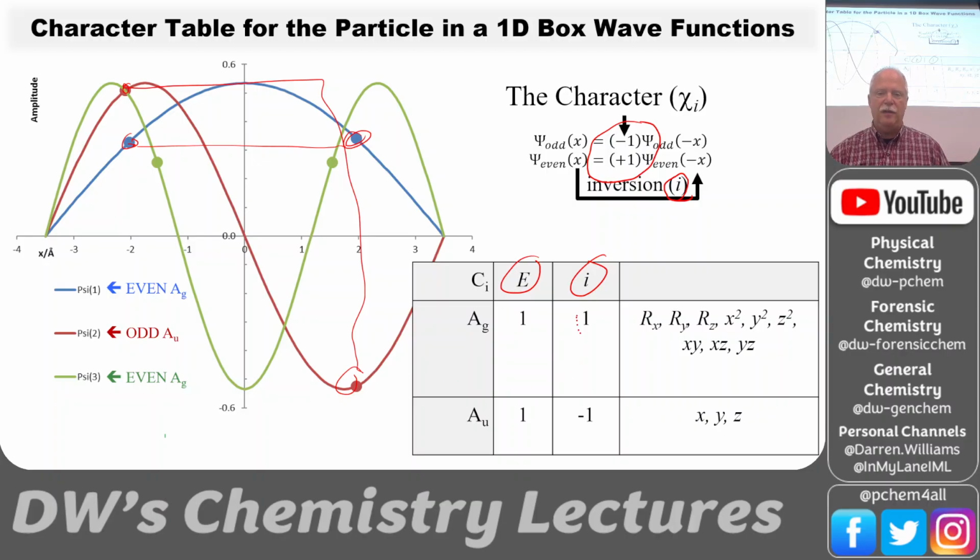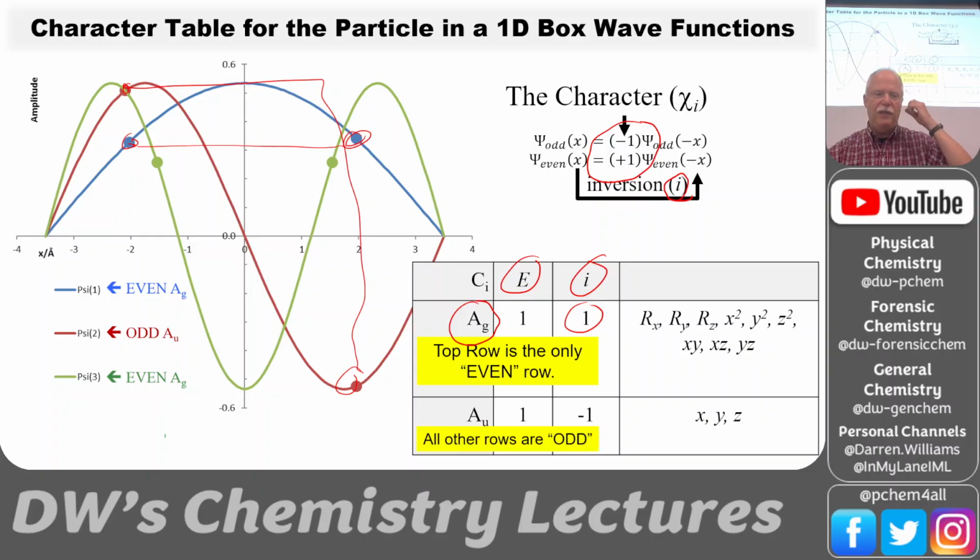If under inversion it's +1, we give that designation Ag. This is the Mulliken notation. We'll emphasize that word in a minute. The top row is the only even row, and all other rows are odd. So we end up with Ag for n equals 1, Au for n equals 2, and Ag for n equals 3, and so on. It keeps going up, alternating Ag, Au.